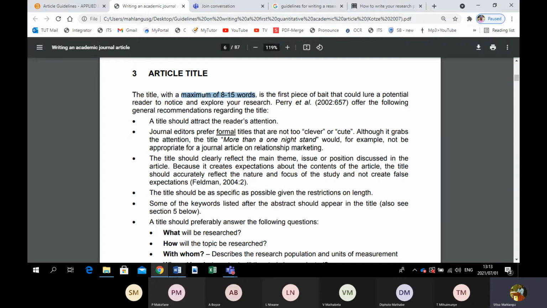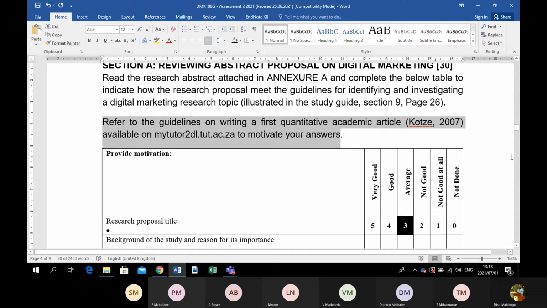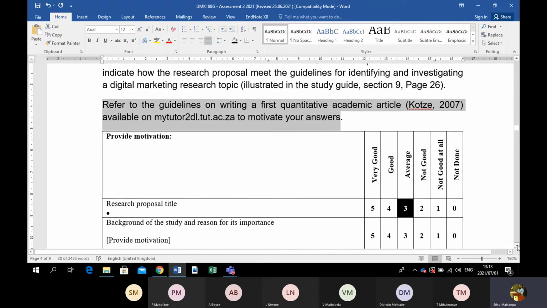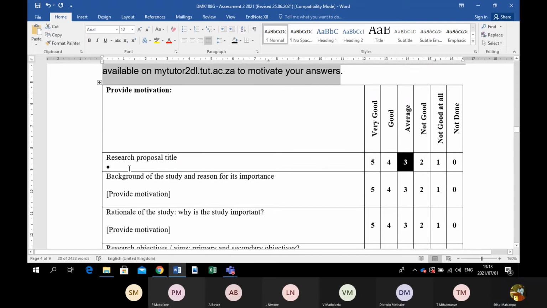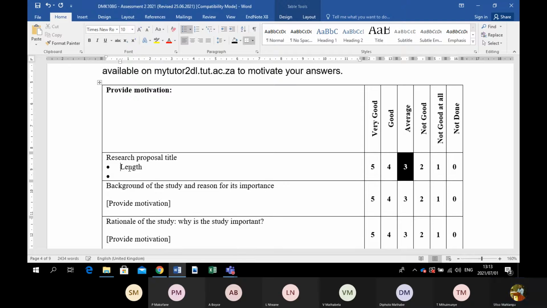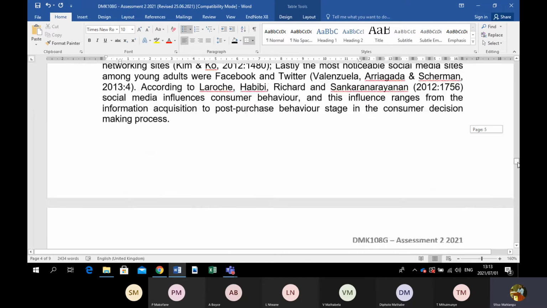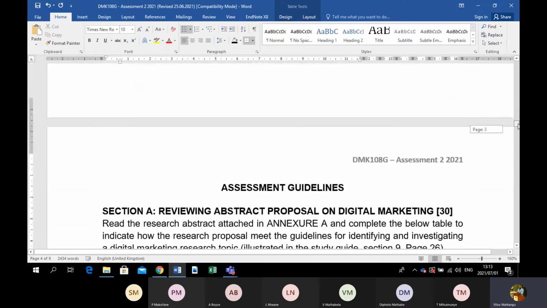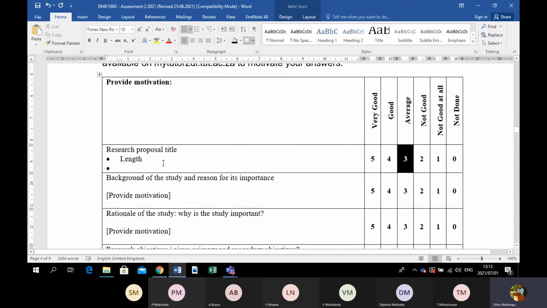Maximum of 8 to 15 words. So you go to where you review it. So we can refer to this as length as well. Some of the guidelines also refer to it as the length of the title. And then we're going to compare it with the one that is provided. So I'm not going to look at that length. It's just something that you can easily do. So length should be 8 to 15 words.